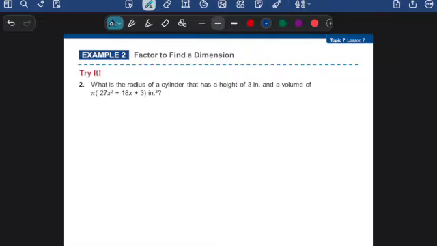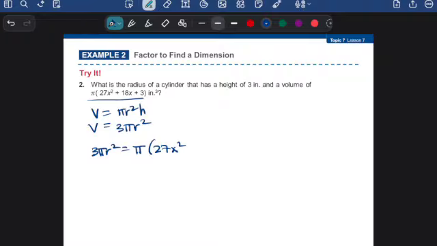What is the radius of a cylinder that has a height of 3 and a volume of that? Okay, so h is 3, and let's remember the volume equals area of the base times height. If I substitute a height of 3, I get 3 pi r squared. That's my formula for volume. So that formula, 3 pi r squared, is going to equal all of that: pi times 27x squared plus 18x plus 3. The pi's will cancel.